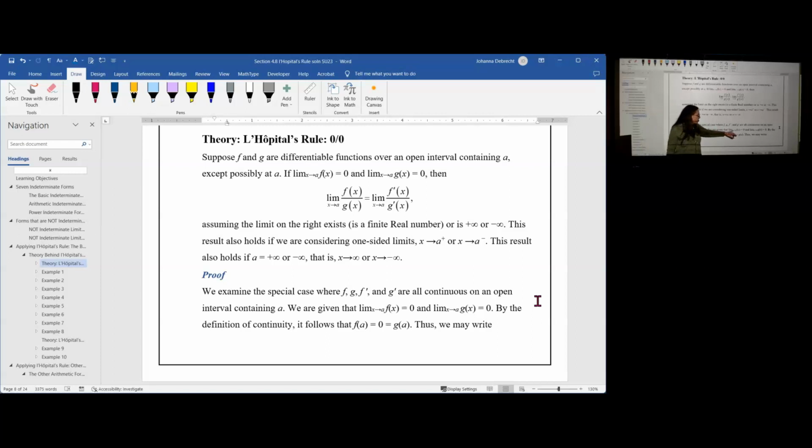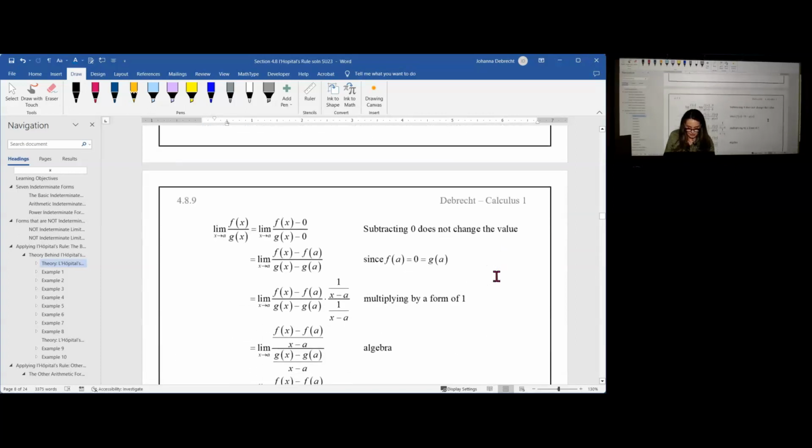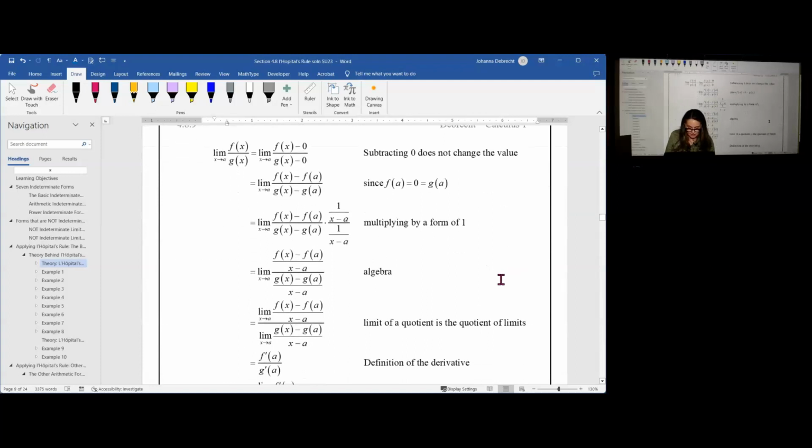We're told that the limit of the function, both f and g, as x approaches A, is 0. This gave us that indeterminate form 0 divided by 0. And we know by the definition of continuity that means f of a and g of a are both equal to 0. That means that we can write the limit of f of x divided by g of x equal to the limit of f of x minus 0 divided by g of x.